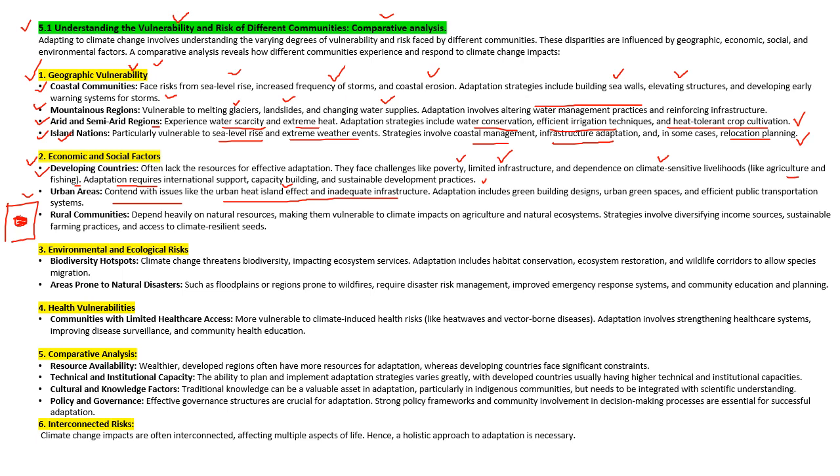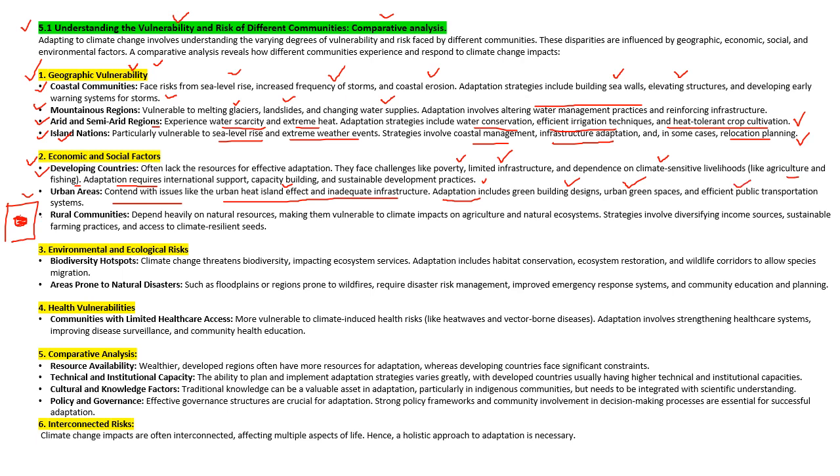So how can people adapt to this? They can change the building designs. They can think of urban green spaces and an efficient public transportation system.